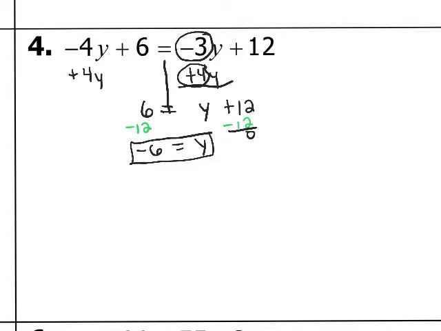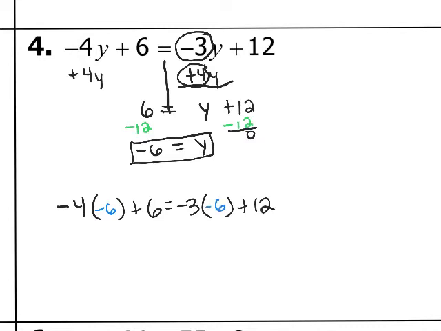All right, let's check it. Negative 4 times something plus 6 is equal to, well, what's that something? We said it was negative 6 was our answer. Is equal to negative 3 times something plus 12. And again, we said that negative 6 was our answer.